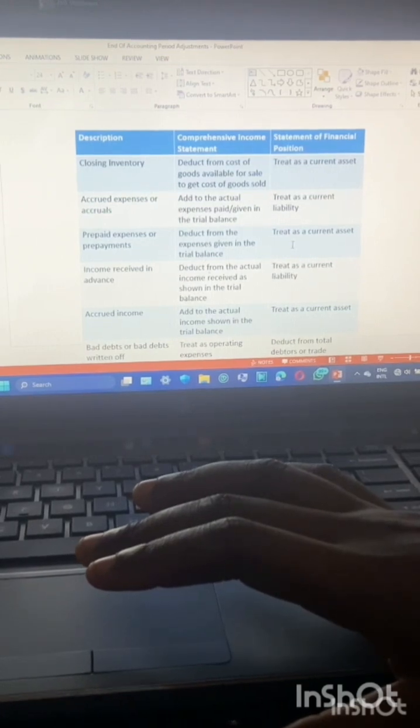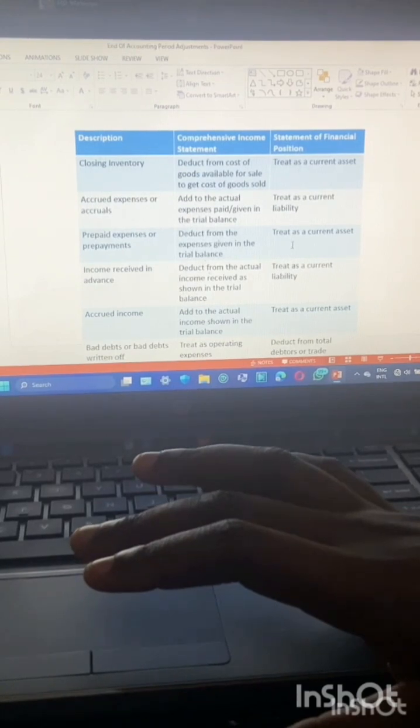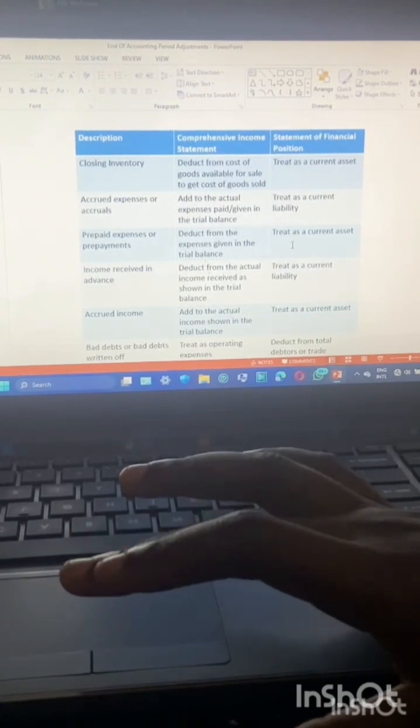In that case, they are owing us. The people that we have paid are owing because they have not yet rendered their services to us and they have not yet returned the money, so they are like a debtor to us. So we treat it as a current asset.